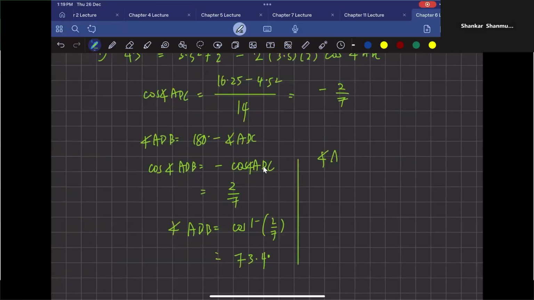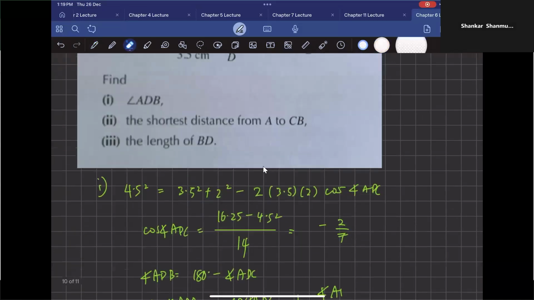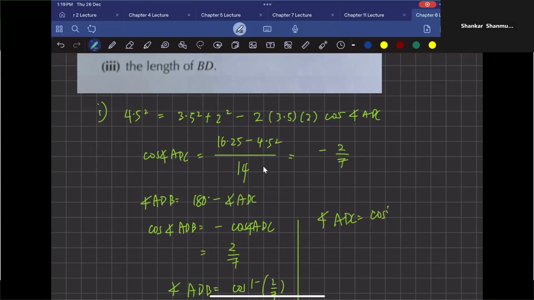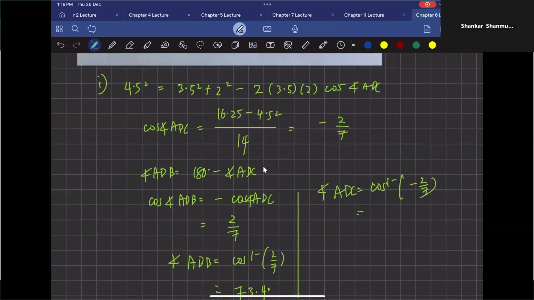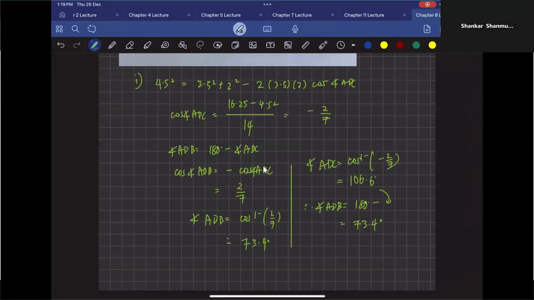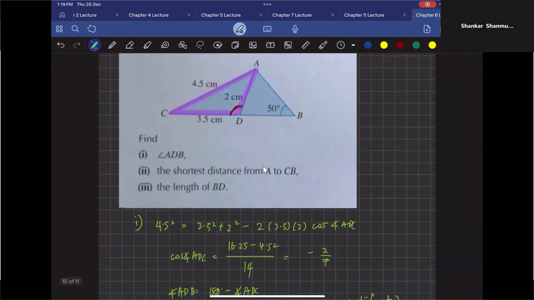You can do it this way, or you can find angle ADC first. You'll get 106.6 degrees. So angle ADB equals 180 degrees minus this angle, and you get the same answer, which is 73.4 degrees. Do whichever method you're comfortable with. There are many different methods.